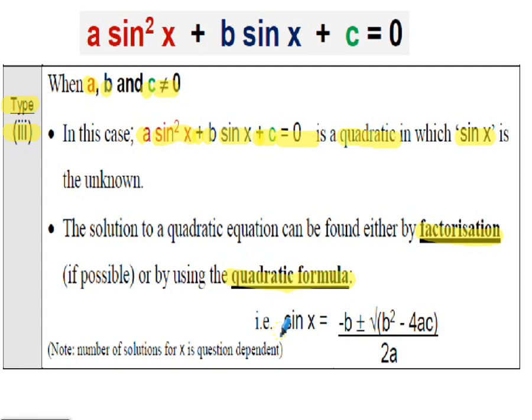So if we're using the quadratic formula, don't forget we are solving for sine of x, not x. We'll have to take the inverse sine to find the values of x. And the standard quadratic formula applies: minus b plus or minus the square root of b squared minus 4ac, all divided by 2a. In some questions there will be 4 solutions here, and in some questions there will be 2 solutions.